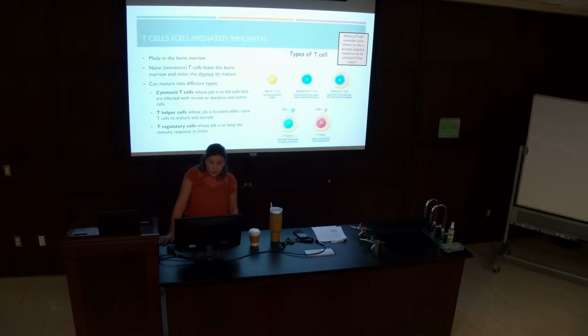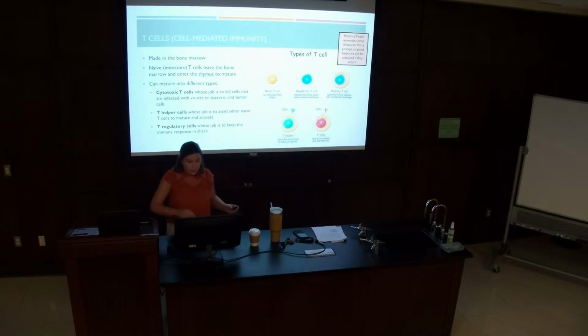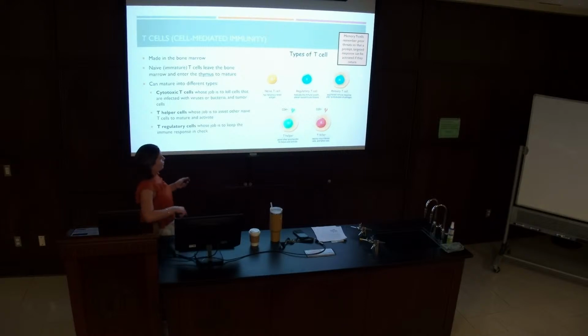T helper cells, their job is to assist other naive T cells to mature and activate. And T regulatory cells, they regulate things. So their job is to keep the immune response in check. So we'll go through examples of these. But just as another quick image here, we have naive T cells. When they haven't encountered an antigen yet, they're still naive. We have regulatory T cells that modulate the immune system. There's also memory T cells, as well as the memory B cells that we talked about. And these also remember prior threats so that a prompt targeted response can be activated if that threat is returned.